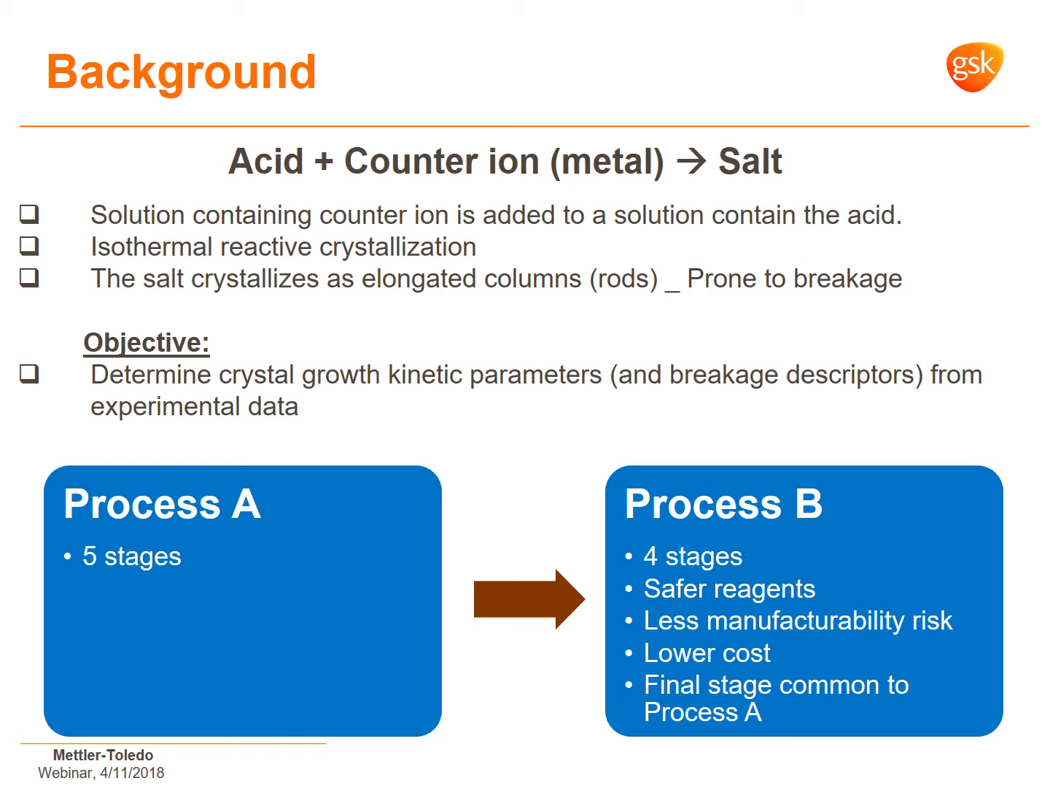So the objective here is to determine crystal growth kinetics and eventually breakage descriptors from the experimental data. We have two processes. They are essentially the same. What we call the particle forming step is the same. The chemistry prior to the particle forming step is different. We went from process A, which had 5 steps in other companies, to process B, where we cut down to 4. There are several other advantages. We used safer reagents, and we actually limited the cost.